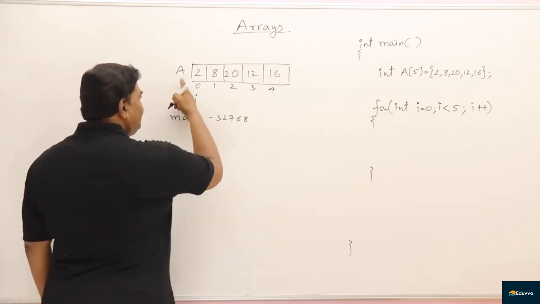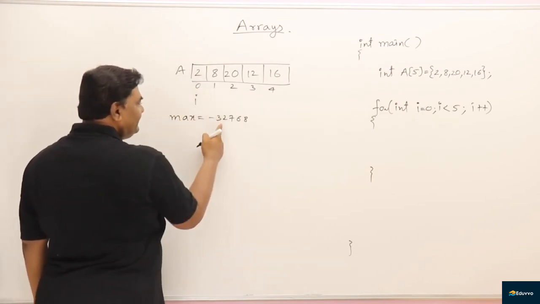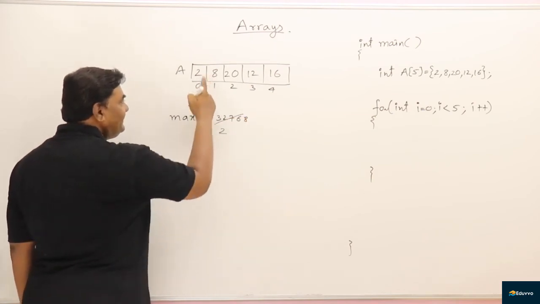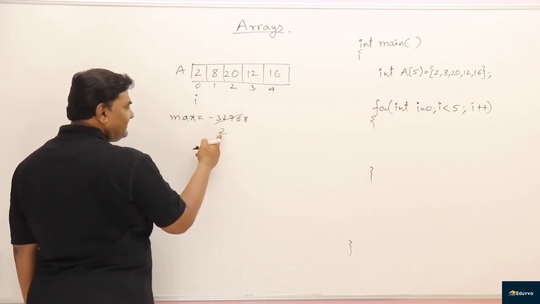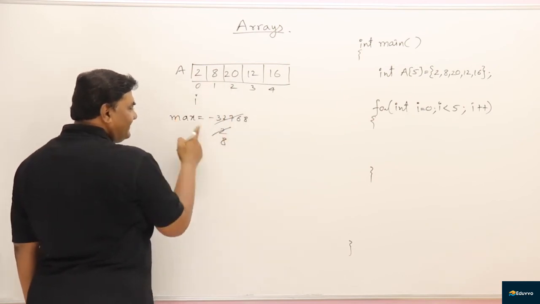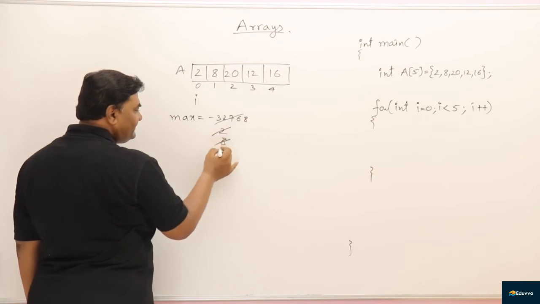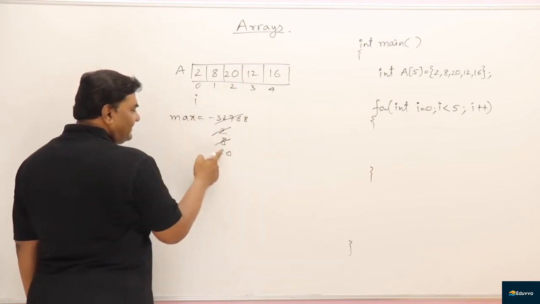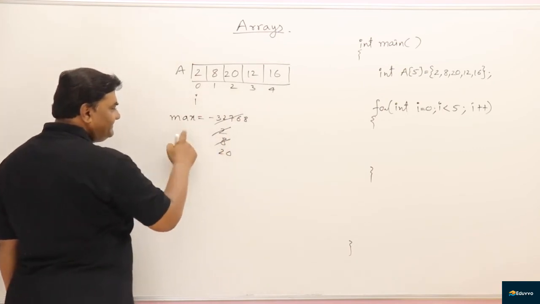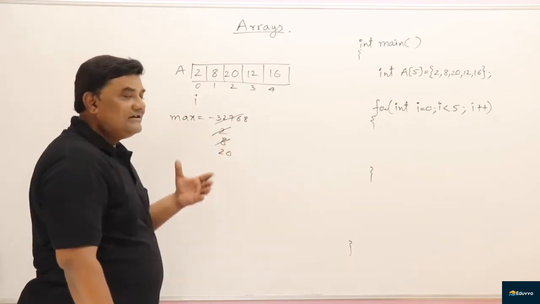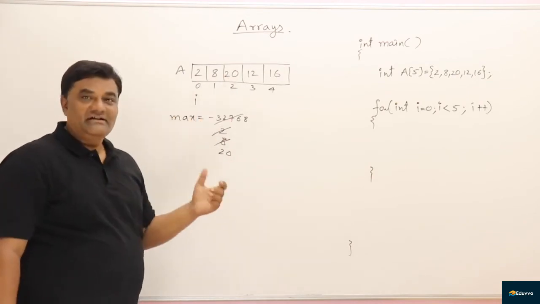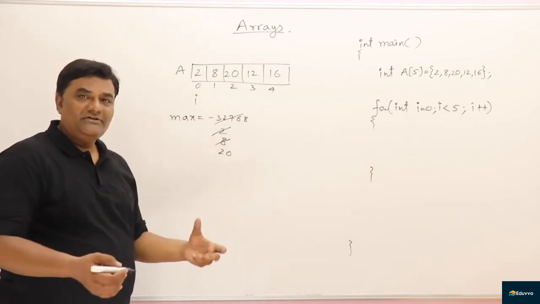Then every time, a of i, 2, is it greater than this one? Yes, it is greater than max. Change it to 2. Then 8, is it greater than maximum? Yes, maximum is now 2. Change max to 8. 20, is it greater than maximum, that is 8 now? Yes, change it. Now 12, is it greater than maximum? No, don't change it. 16, is it greater than maximum 20? No, don't change it. So it means if any number a of i is greater than maximum, modify it.